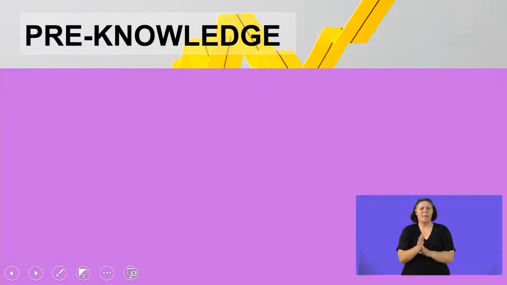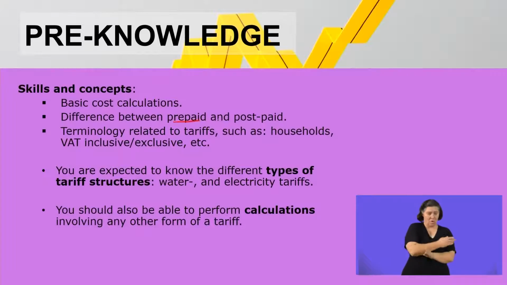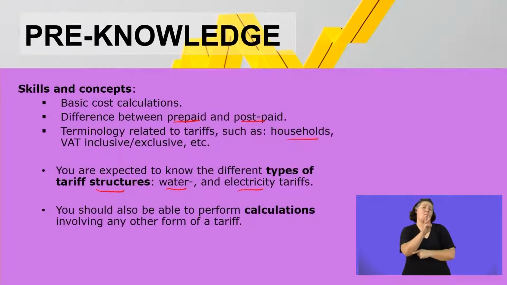So what is the pre-knowledge that you should have at this moment in time? It's basic skills and concepts, like, for example, basic cost calculations, right? The difference between prepaid and postpaid. You must know terminology related to tariffs, such as households, VAT inclusive, VAT exclusive, etc. You are also expected to know the different types of tariff structures, but specifically in today's lesson, we will be focusing on water and electricity tariffs. Then also, you should be able to perform calculations, very important, involving any other form of a tariff.